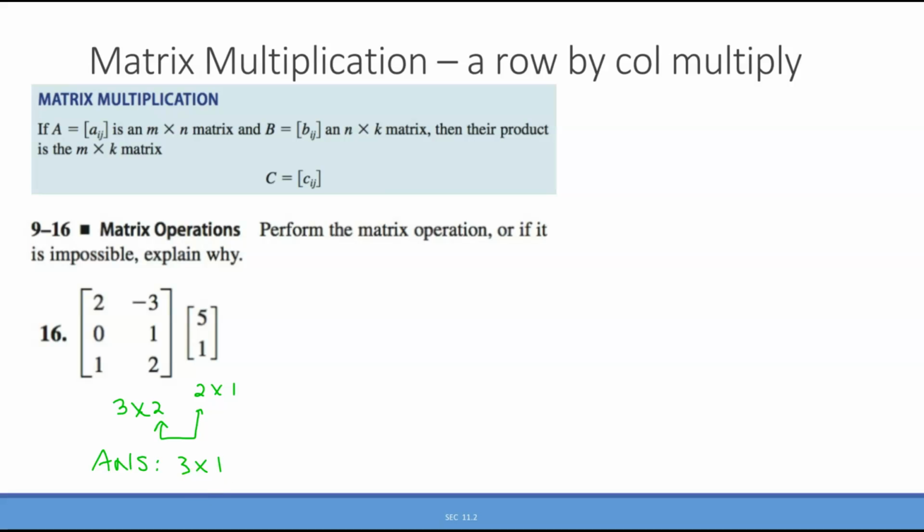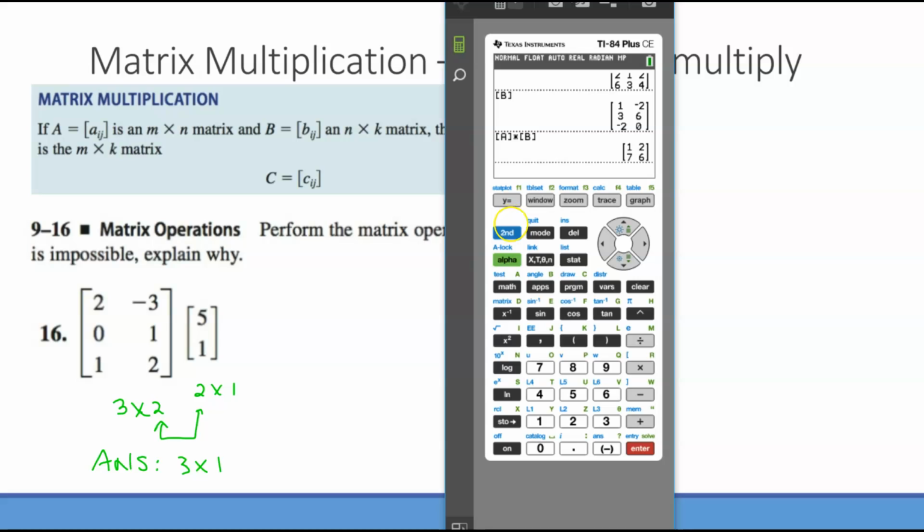Okay, so we'll get this put into our calculator. We're going to say second matrix edit A. A is a 3 by 2. We'll go ahead and put in our entries: 2, negative 3, 0, 1, 1, 2. Second matrix edit B. B is a 2 by 1 matrix. 5, 1 are our entries.